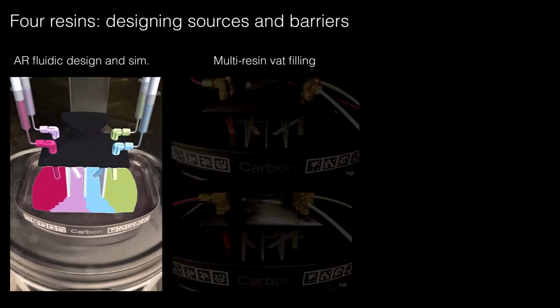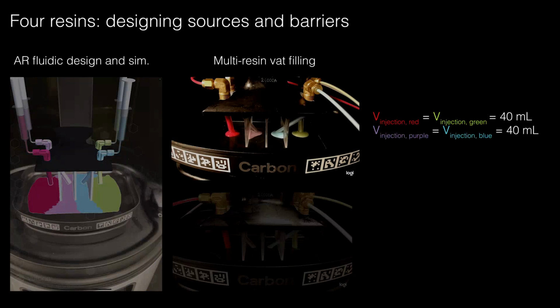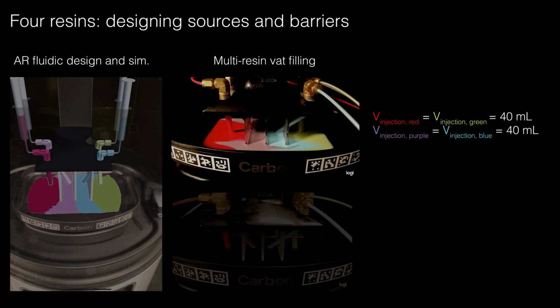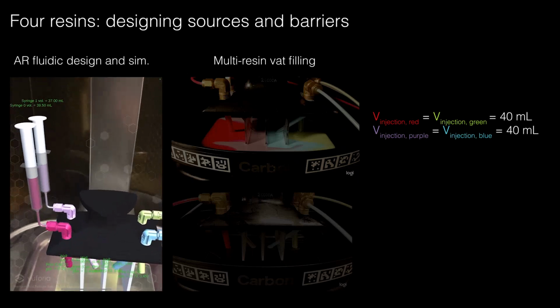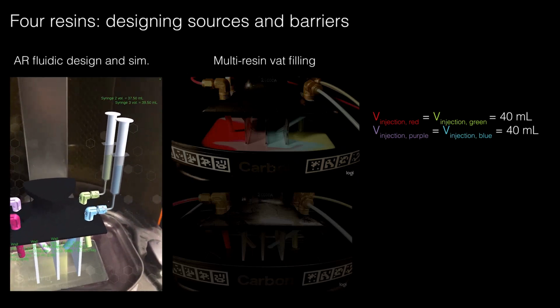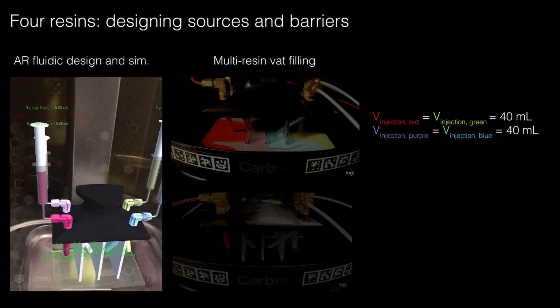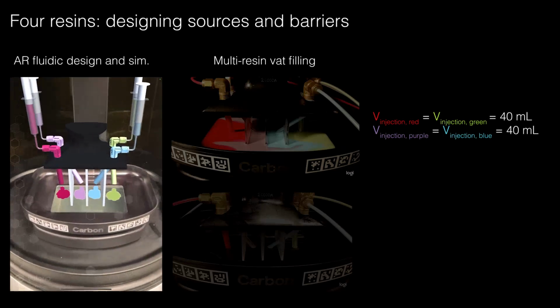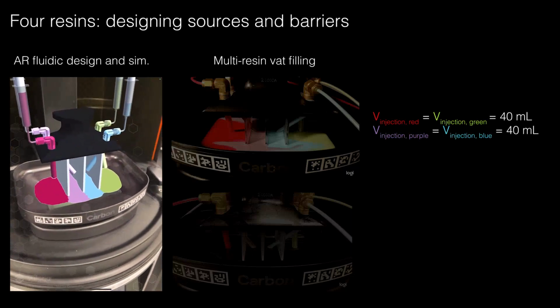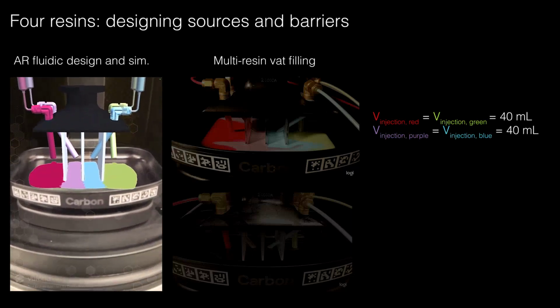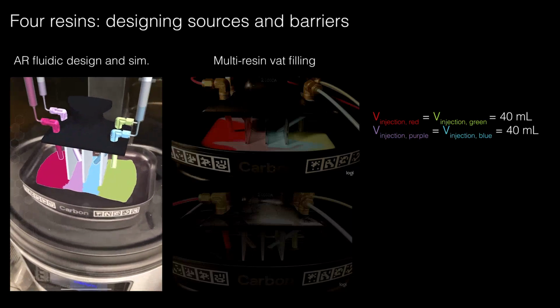We corroborate these simulations with real-world experiments as shown here, where the same amount of each of the 4 resins is injected prior to printing. If the user wishes to tune the interface between materials further, they can adjust the quantity of resin that is injected through each of the 4 ports. Here, we are now injecting 40 milliliters of resin through red and green, and only 20 through blue and purple.